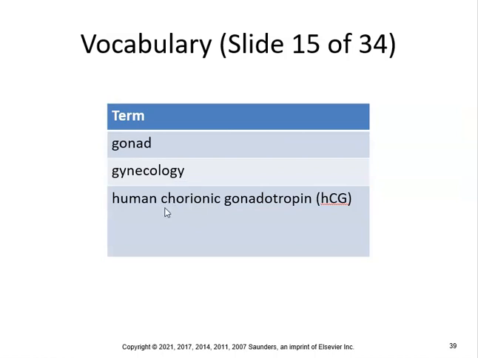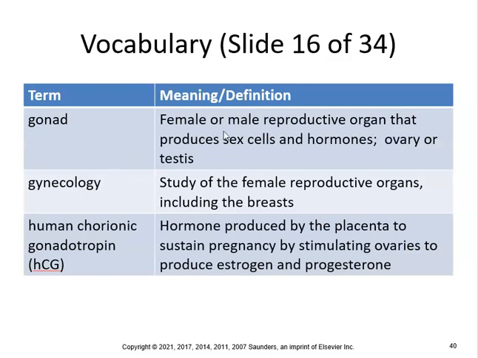Gonad, gynecology, and human chorionic gonadotropin, HCG. So gonad is a female or male reproductive organ that produces sex cells and hormones: 2 ovaries in the female and 2 testes in the male. Gynecology is the study of female reproductive organs, including the breasts. So you would go see your OB, obstetrician, or OBGYN, gynecologist, right? Human chorionic gonadotropin, HCG, is a hormone produced by the placenta to sustain pregnancy by stimulating ovaries to produce estrogen and progesterone.